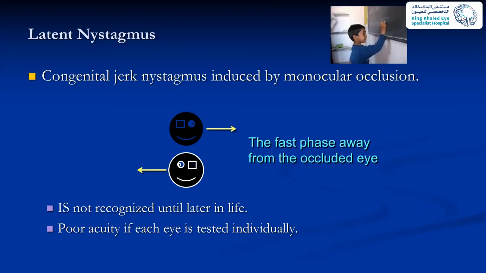Because it is usually diagnosed at school age. Parents will not notice any abnormal eye movement while they look at their child with both eyes open. There is poor acuity if each eye is tested individually, because the child with both eyes open does not have any problem seeing. But when we cover one eye, there will be movement, and he will start seeing blurring of vision. So this is a latent nystagmus.